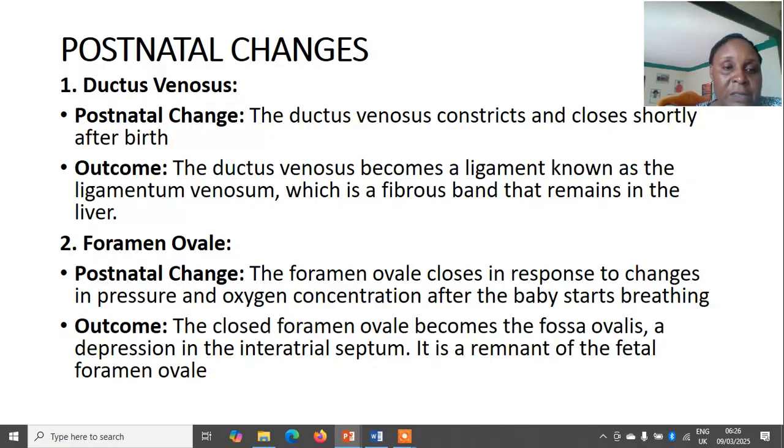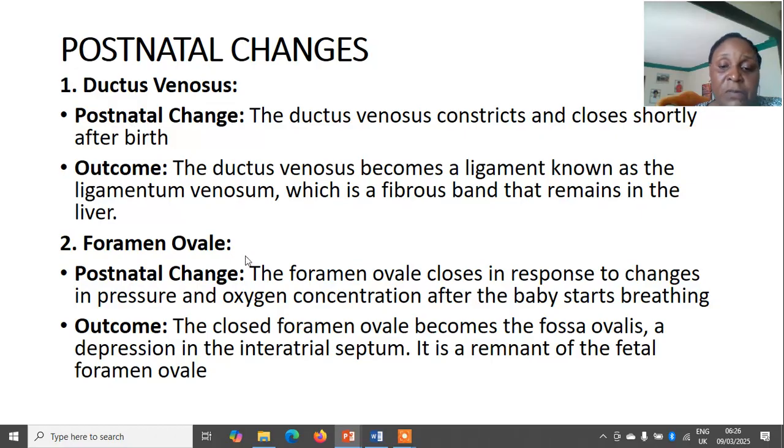Ductus venosus constricts and closes shortly after birth. Then it will be called the ligamentum venosum, a fibrous band that will remain in the liver. So if in an adult the liver is opened, it will have a fibrous band, which is the ligamentum venosum.